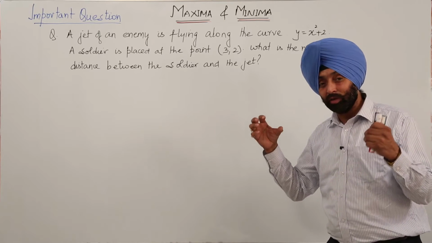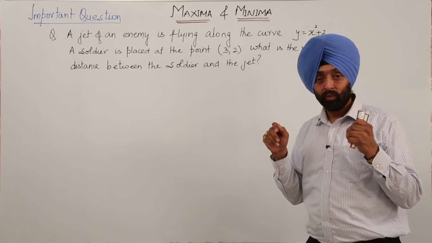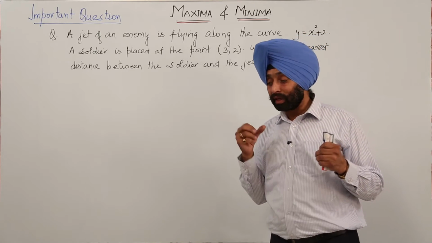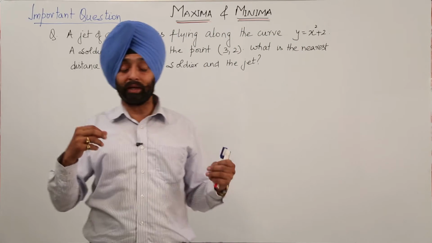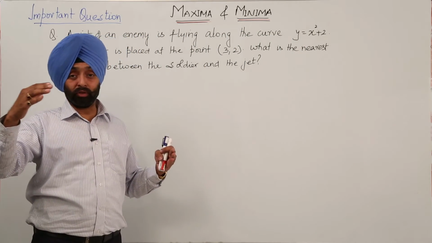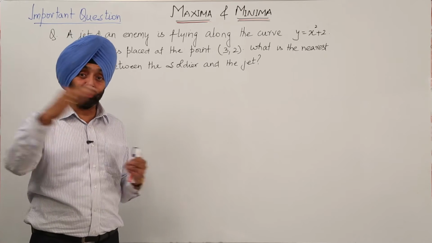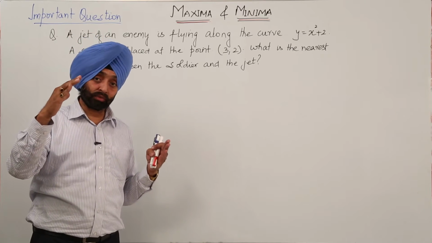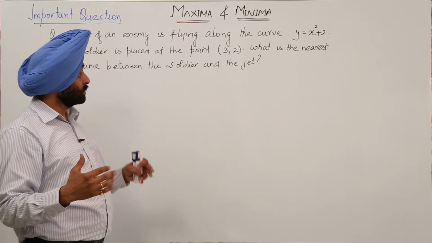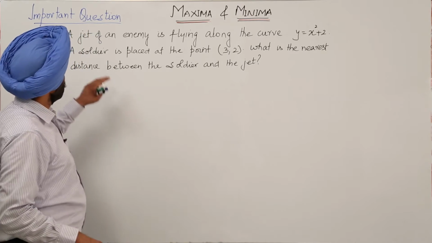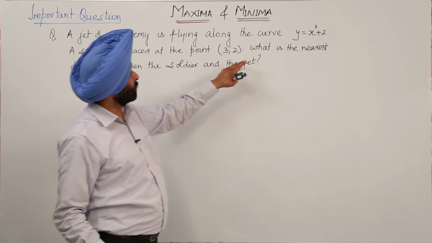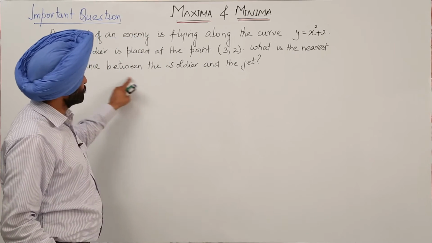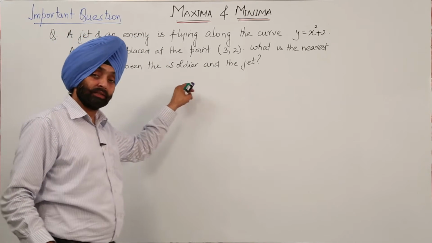At what time should he shoot the plane? He can shoot it only when the distance between the plane and the soldier is the least. So that's what the question is. A soldier is placed at the point (3, 2). What is the nearest distance between the soldier and the jet?